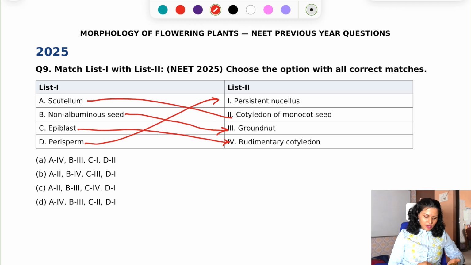This perisperm concept is from the chapter Sexual Reproduction in Flowering Plants. It means the persistent nucellus which is present inside the seed. Seeds normally have the seed coat, the embryo and the endosperm. These are the 3 parts of the seed. But in some seeds there is presence of the persistent nucellus as well. For example, in castor seed, which is called as the perisperm. You got the answer for this? Question 9. C is correct.